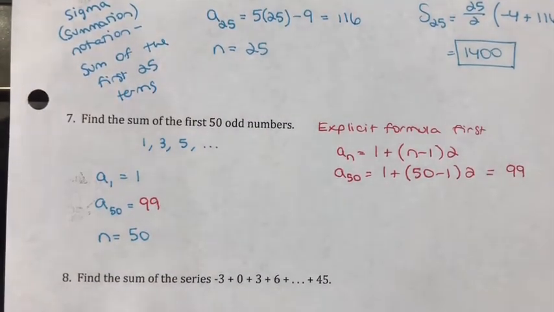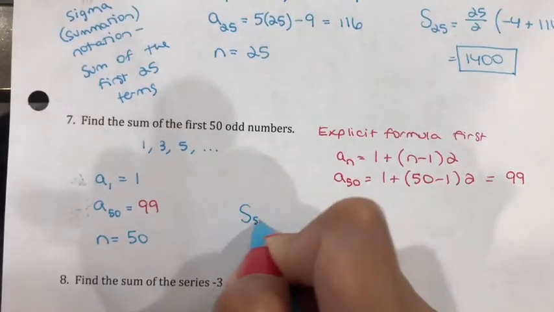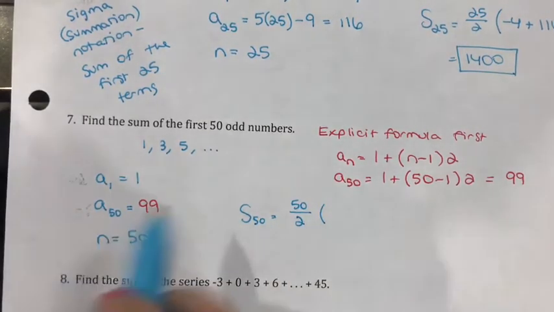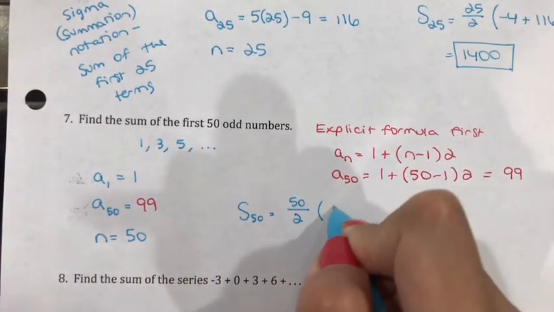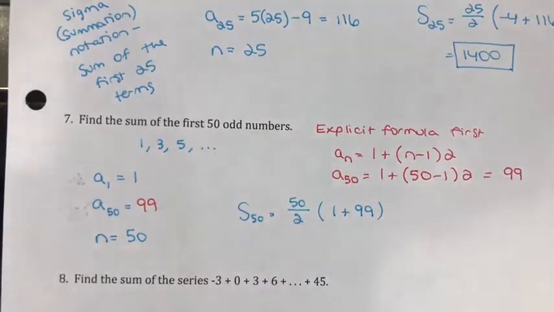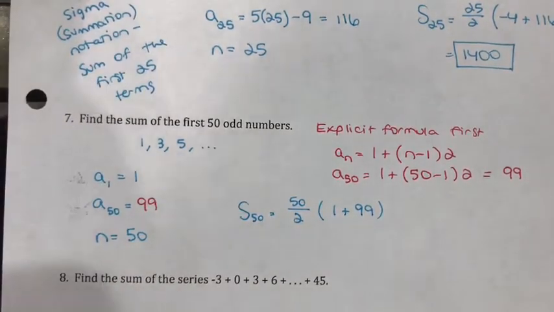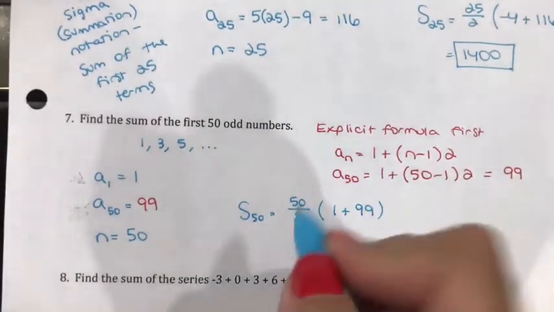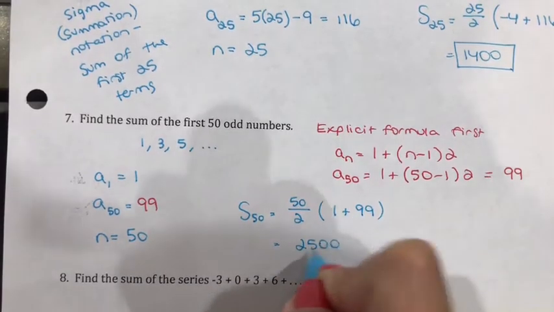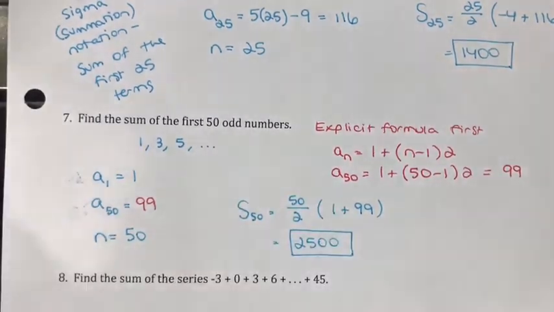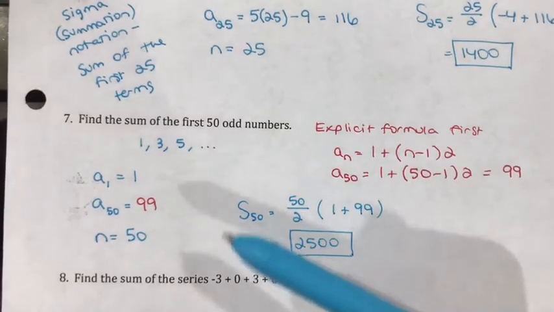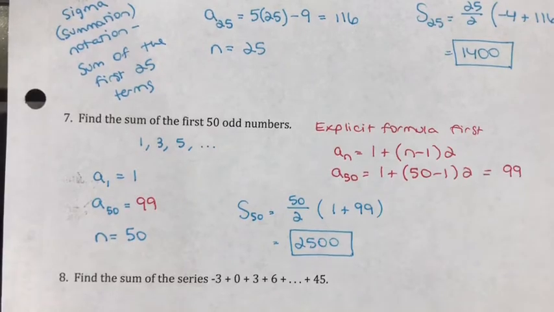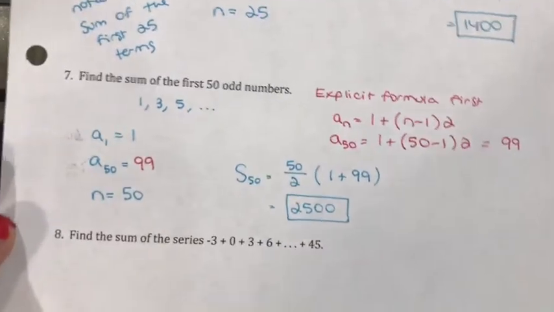So now I'm able to use the sum formula, n over 2, first term plus the last term. So I have 2,500 as our final answer. Okay, so in this case we were missing the last term, so we had to use the explicit formula to find it. All right, our last one.